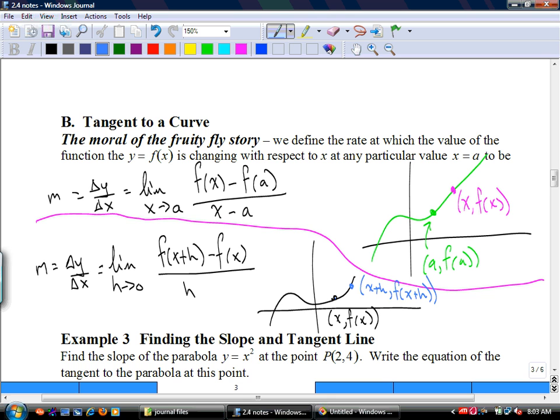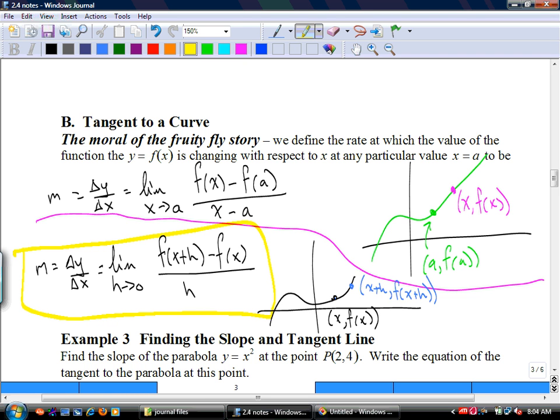I'm a proponent of the second formula. I don't use the first one very much. I don't use it at all, actually. Okay. Pardon me? Well, I'll show you. This is our formula that we need. We're going to put a big box around this.